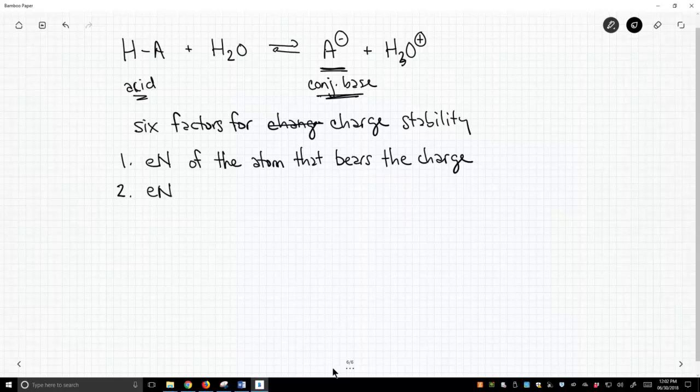Factor number 2. Not the electronegativity. Let's just go back and see if we can erase that. That's a little nicer. The size of the atom that bears the negative or the charge. So the size of the atom is important. The electronegativity of the atom is important. And these are both periodic table trends.